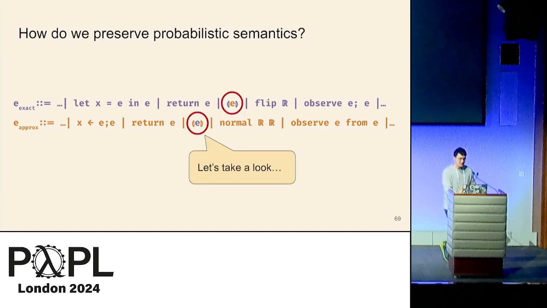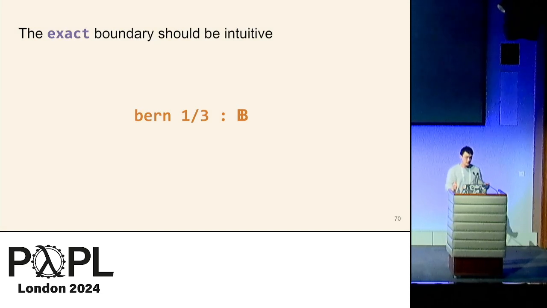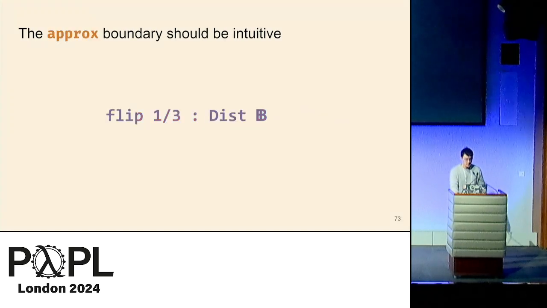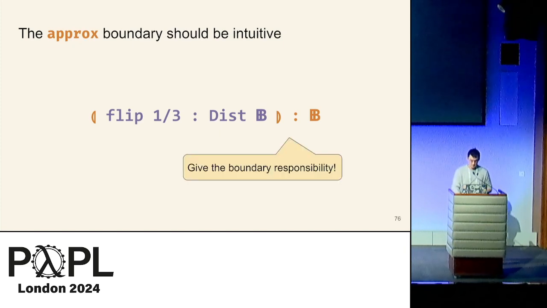So how do we design these boundaries? When we're looking at a Bernoulli distribution in our approximate language, what do we do? Well, our exact language produces distributions. So we'll have to lift a sample into a Dirac delta, and this should satisfy the requirement. On the other side, we have this exact value, which is a distribution, and here we'll need to perform sampling. But something interesting happens because the exact language doesn't know how to sample. So we have to give this responsibility to the boundary.